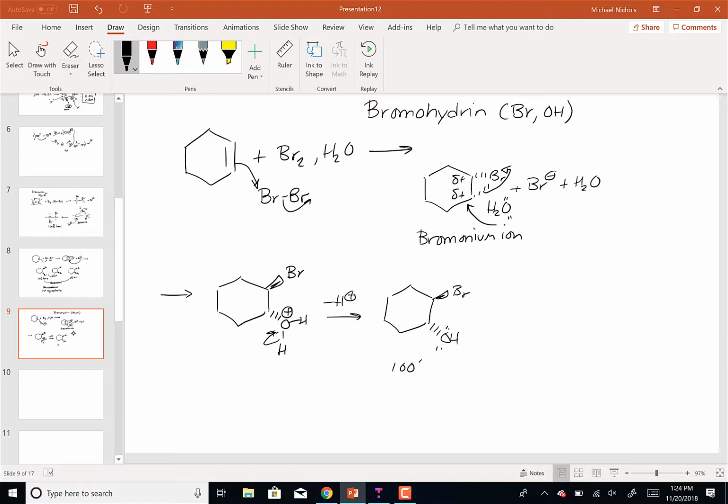This was also 100% trans. So is this reaction stereoselective? Yes, because the other possible product is cis. So this reaction is stereoselective. Regioselective? Why not? Isn't it symmetrical? The alkene's symmetrical. Even though the reagent isn't, the alkene is symmetrical. So this is not regioselective.